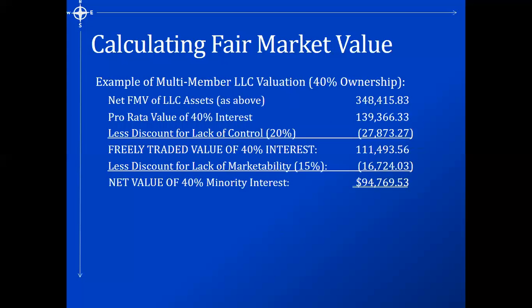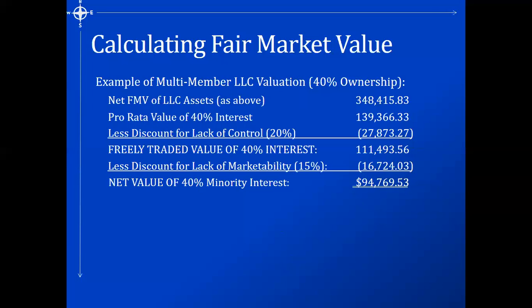So let's take an example. Just like above, we have the net fair market value of the LLC's assets of $348,415.83. But in this case, we're valuing a 40% ownership interest. So the prorated value of the 40% interest would be $139,366.33. That's 40% of $348,415. And then what we'll do is we'll subtract the discount for lack of control.